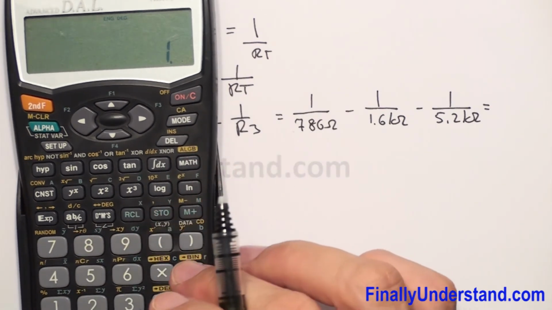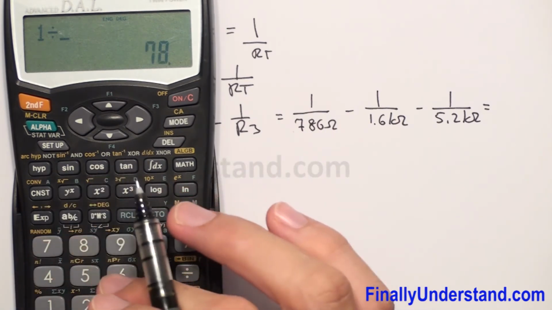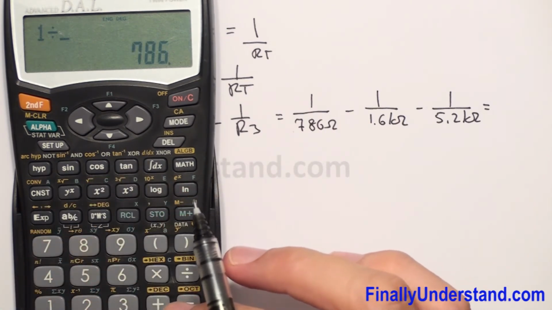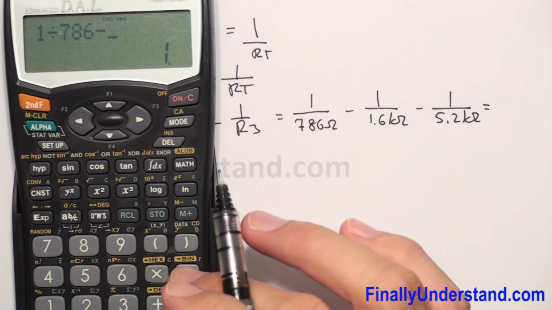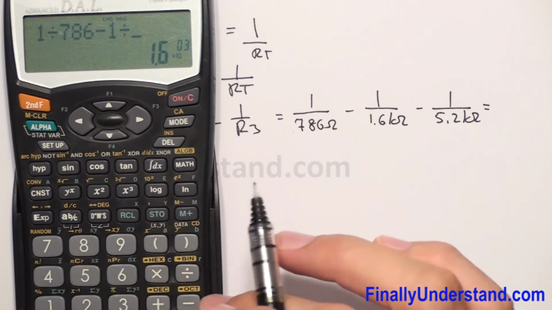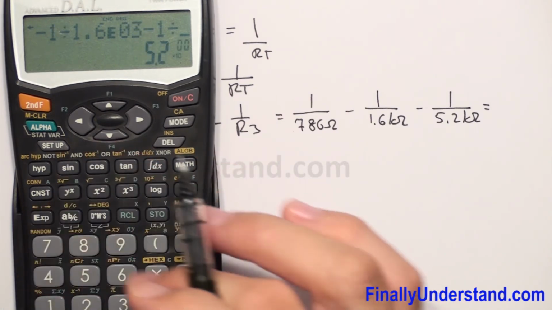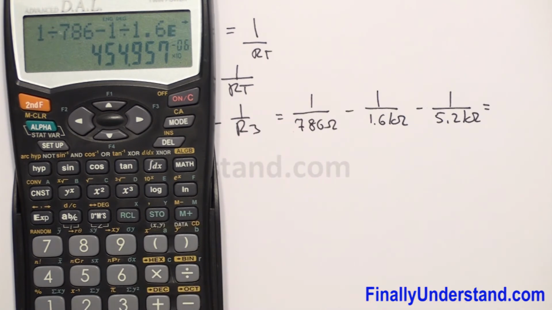This is equal 1 divided by 786 minus 1 divided by 1.6 exponent 3 minus 1 divided by 5.2 exponent 3. This is equal 454.95 microsiemens. Okay, so we have microsiemens.